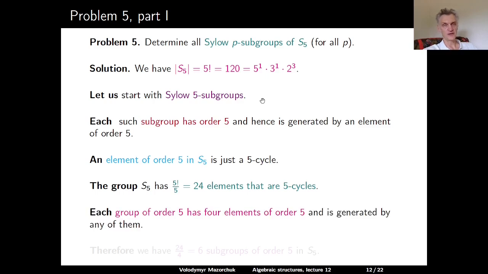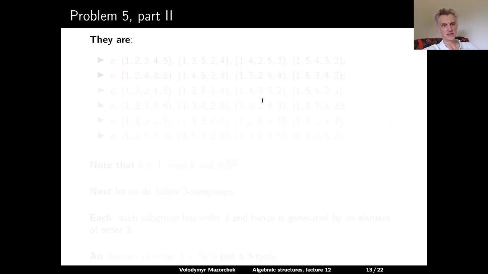Each group of order 5, so Z5, has 4 elements of order 5 and is generated by any of these elements. So as soon as we have one of these elements, we have the 3 other elements automatically. We have 24 elements of order 5. Each subgroup of order 5 has 4 of them, so we should have 24 divided by 4, 6 subgroups of order 5 in S5. And we can list them.